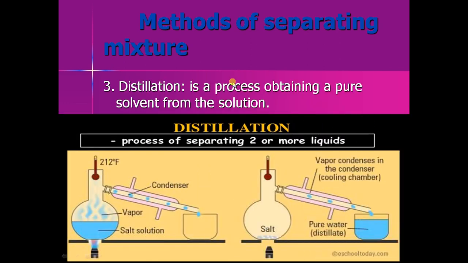Another method is distillation. Distillation is a process of obtaining a pure solvent from the solution. This is a distillation process. You can see here this is a flask. In this flask there is a salt solution, and heat is given. When heat is given, the water is evaporated. This water, when evaporated, is condensed by a condenser, and then it is collected dropwise in a beaker. So this will be pure water, and this pure water is called distilled water, and the solute is left behind in this flask.